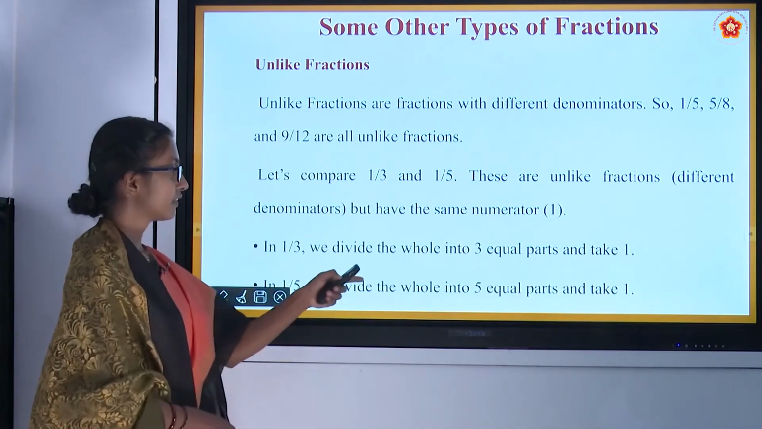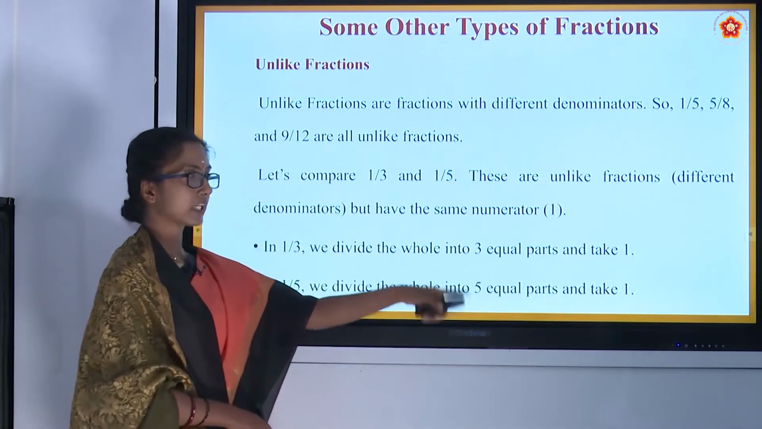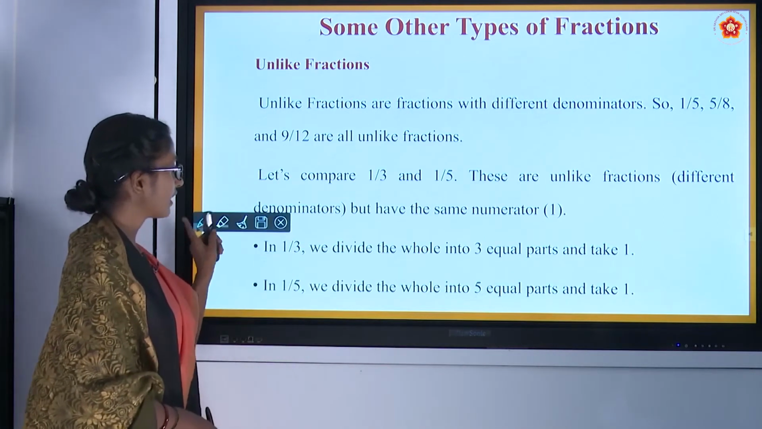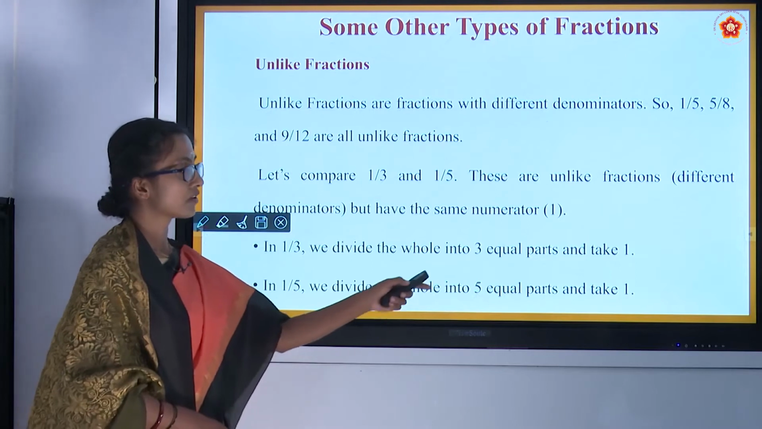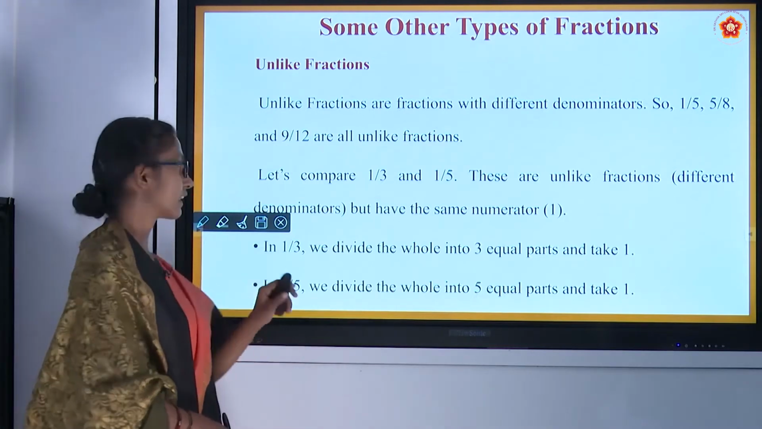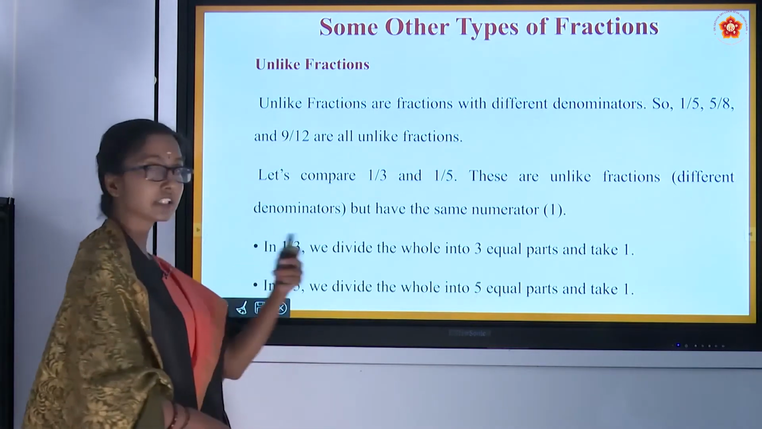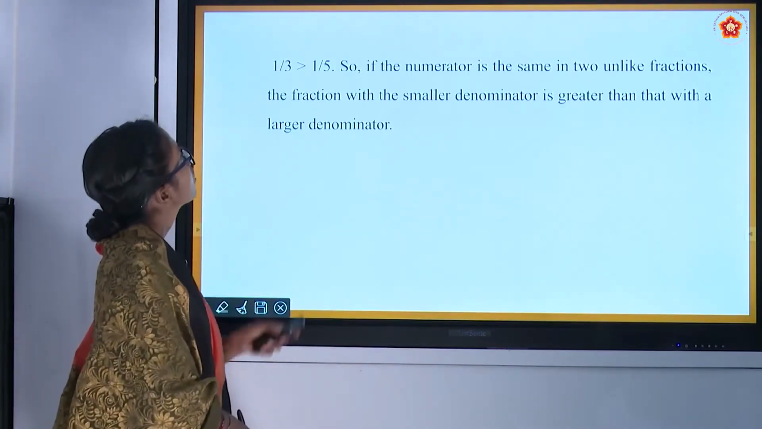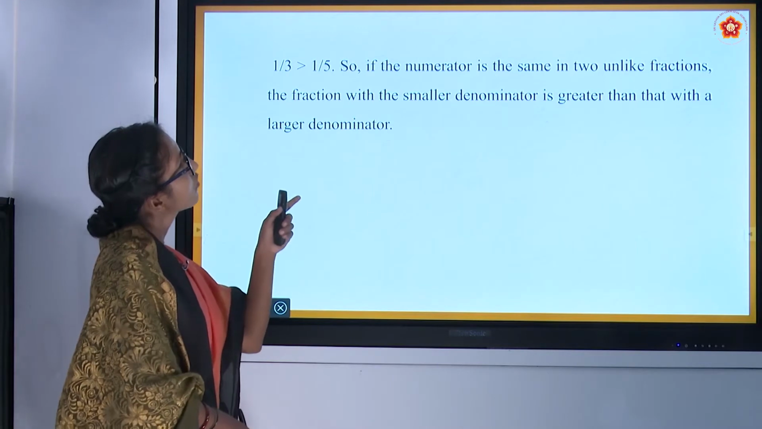In 1 by 3, we divide the whole into 3 equal parts and take 1. In 1 by 5, we divide the whole into 5 equal parts and we will consider it as 1, as you saw in the diagram just now. 1 by 3 is greater than 1 by 5.